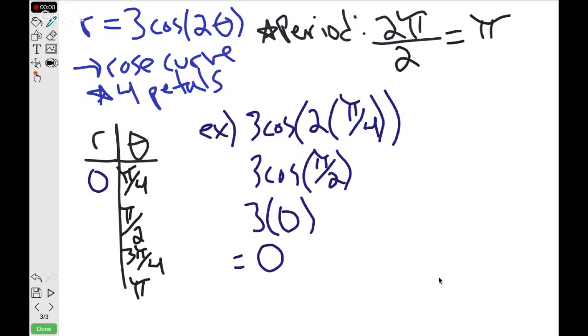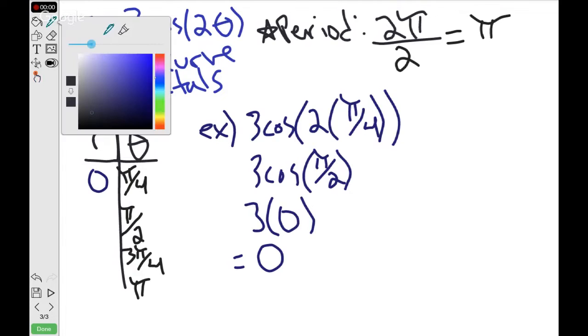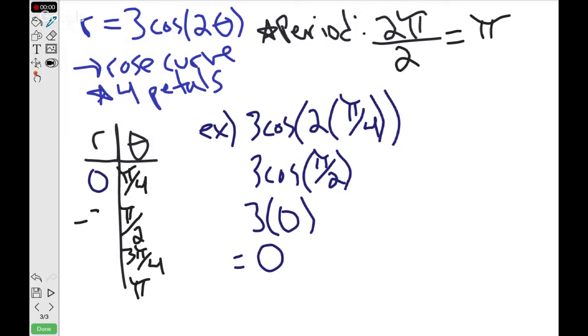So we left off with this problem here, and I was just in the middle of explaining how to get this point here. So I took the angle of pi over 4, I put it into theta, and I got out 0, right? So I would just continue to do that, and I'd find the other r values for each theta value. So for example, if I plug in pi over 2, 2 times pi over 2 is pi. Cosine of pi is -1 times 3 gives me -3. Okay, so this is an r value of -3.